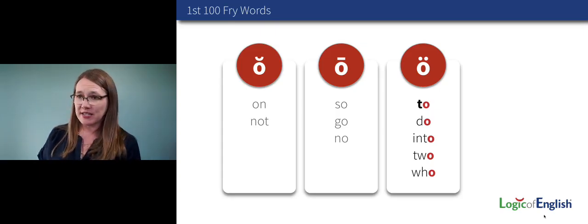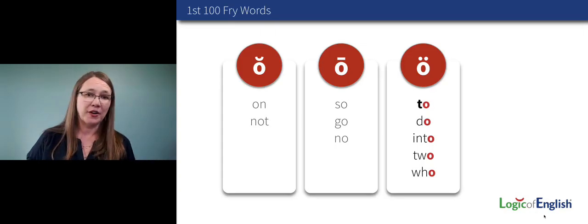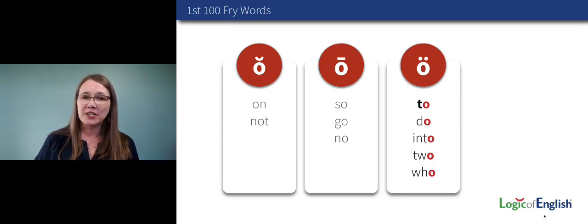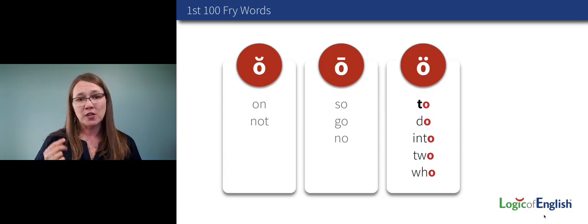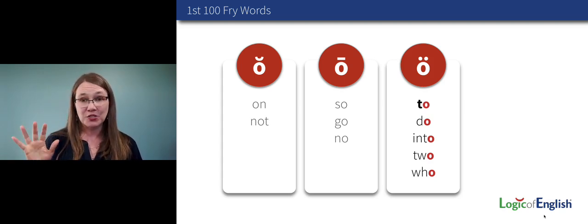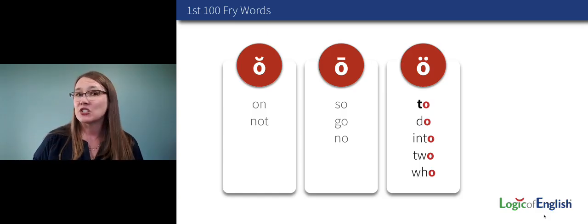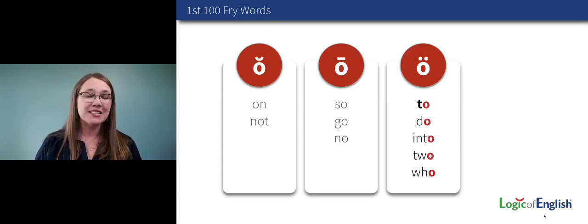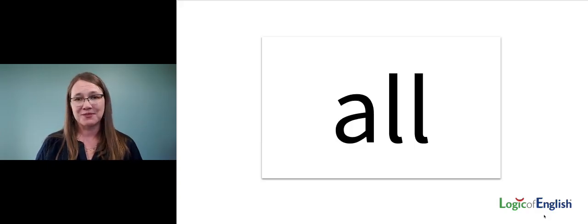Now, it's something interesting about these single letter phonograms with short, long, and broad sounds. We often leave that broad sound, oo, as an exception. Yet notice in the first 100 Fry words, there are only 2 words where o says its short sound, ah, on and not. There are 3 words where it says its long sound, o: so, go, and no. And there are 5 words where it says oo: to, do, into, too, and who. If we don't teach all of the sounds, we leave them as exceptions. So once again, this is about teaching students a complete phonics.